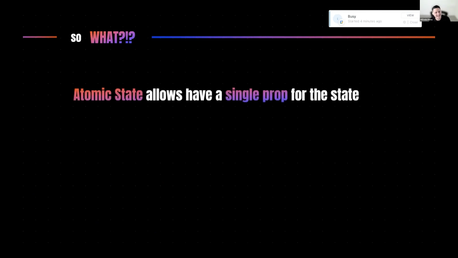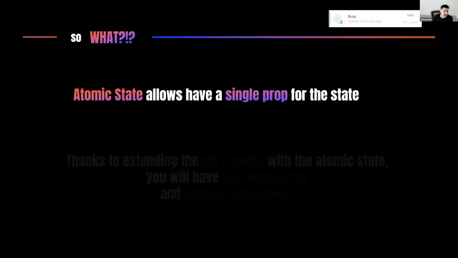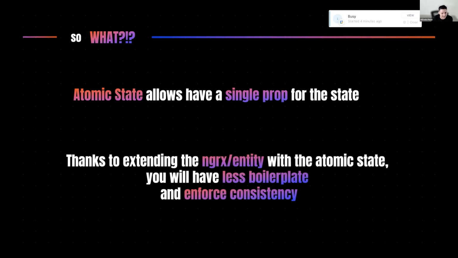So what is the value of all this, finally? Atomic state will allow you to have a single property for the state, and I think that's really beneficial because you don't have to be juggling and seeing when to set one of the states and when to set the error and so on. And if you enhance the entity state with this atomic state implementation, now you have less boilerplate and you will enforce consistency, because you will have the same selectors everywhere and the same way to manipulate the state in all your entities.